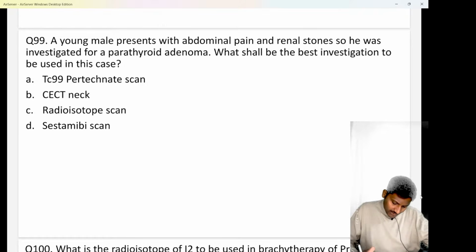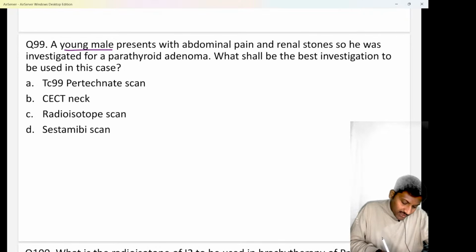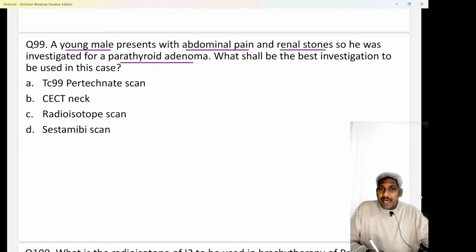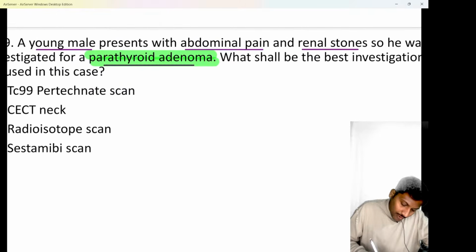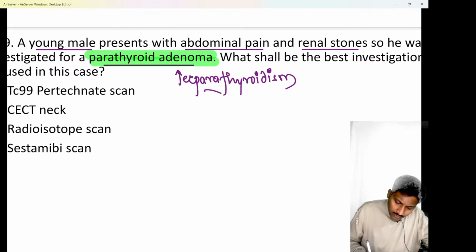Next, question number 99, an easy repeated question in the exam. We have a young male who presents with complaints of abdominal pain and renal stones. He was investigated for a parathyroid adenoma. Whenever there is hyperparathyroidism or increased parathyroid hormone levels, the patient will have hypercalcemia, and due to that hypercalcemia, the patient has problems like abdominal pain or renal stones. That's the reason the patient might have been investigated for a parathyroid adenoma, because it causes hyperparathyroidism, which would be the reason for hypercalcemia.